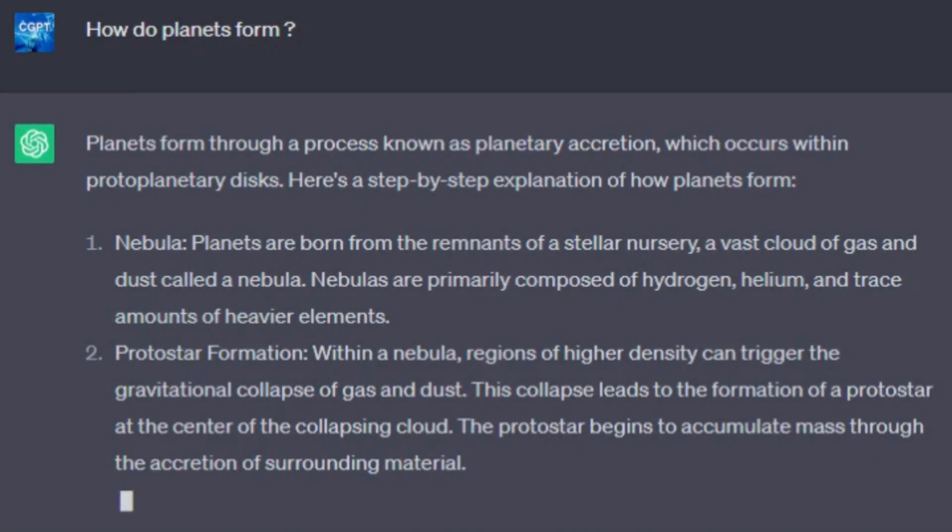1. Nebula. Planets are born from the remnants of a stellar nursery, a vast cloud of gas and dust called a nebula. Nebulas are primarily composed of hydrogen, helium, and trace amounts of heavier elements.